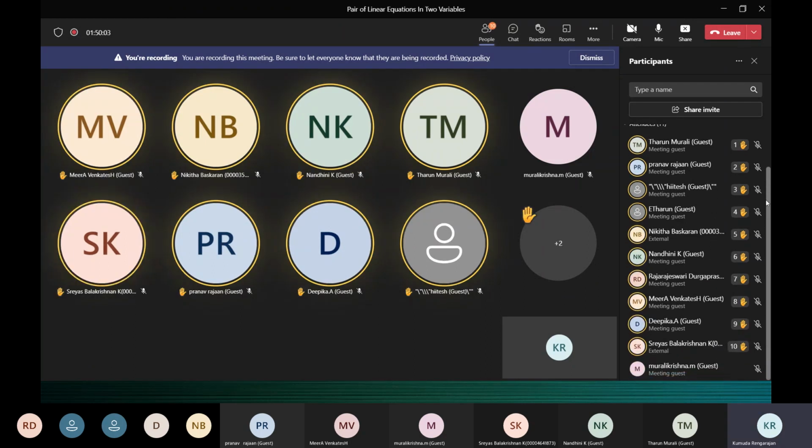Tarun Murali, Pranav Rajan, Hitesh, Tarun, Nikita, Nandini, Rajeshwari, Meera, Deepika, Shreyas, and Murali Krishna. All of you must complete the assignment given and send the pictures by Wednesday without fail. All of you. Yes, ma'am.